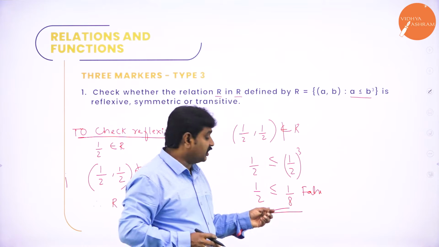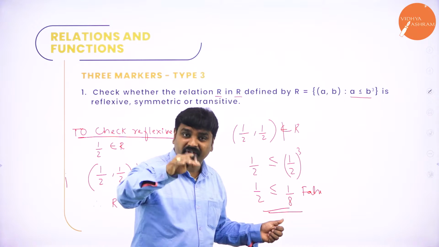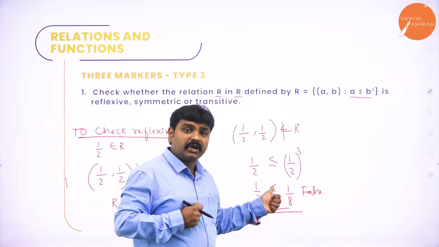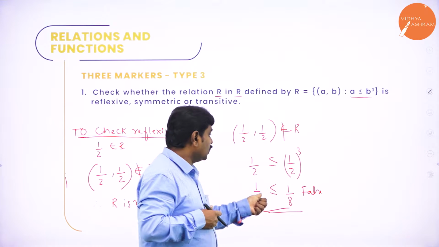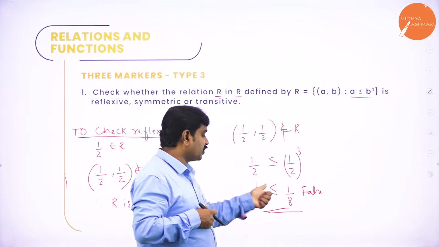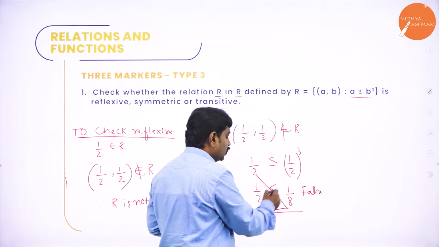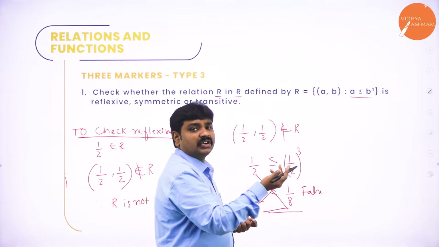All of you know very well, if the denominator increases, the overall value decreases. Look here, 1/2 is bigger than 1/8. 1/2 is more than 1/8, but suppose if it is in relation, then this should become less than or equal to this, but I got 1/2 less than 1/8, which is false. This is not true. So that's why I can say 1/2 comma 1/2 does not belong to R.